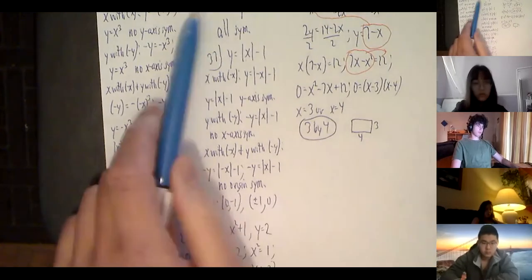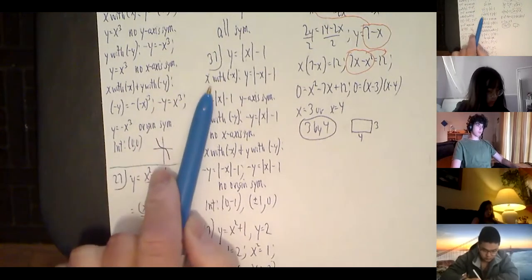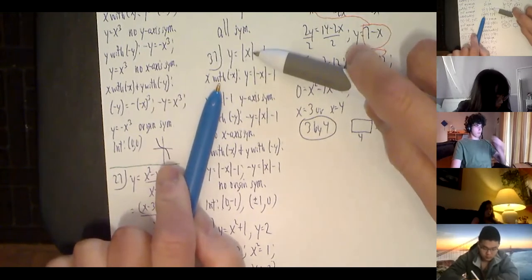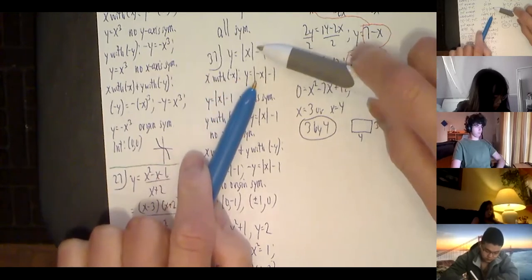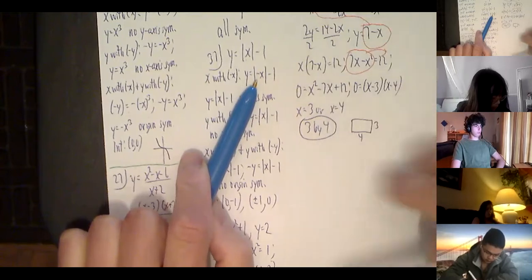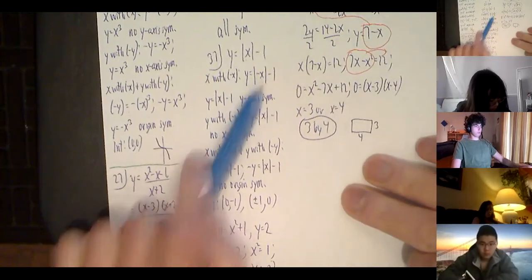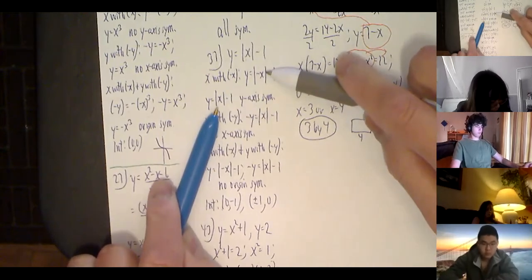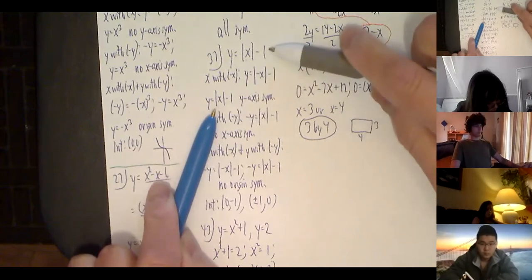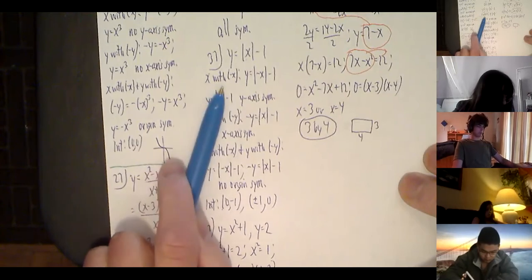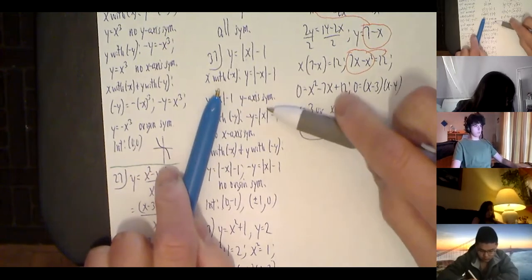All right, now I run through my rules like yesterday. If I replace x with negative x, it's going to look like this. But the absolute value of a negative number is the same as the absolute value of a positive number. So I can rewrite y equals absolute value of negative x minus 1 as y equals absolute value of x minus 1, because these two are the same. Is this equivalent to the original? Yes, it is. So that means I have y-axis symmetry. I replace x with negative x, I got the same thing back: y-axis symmetry.